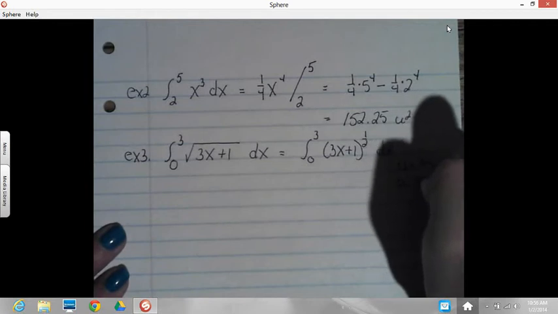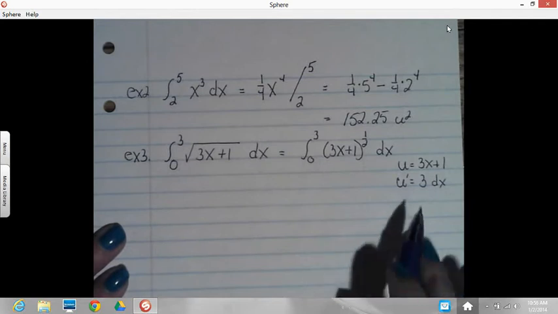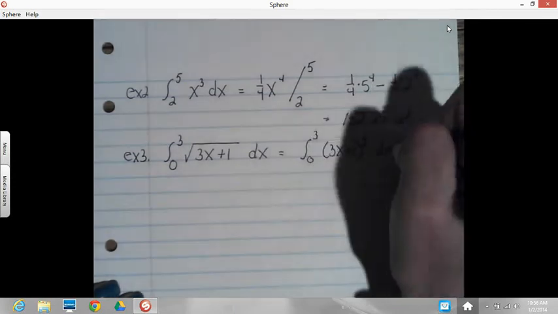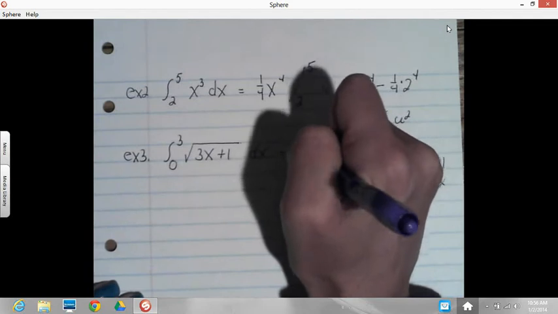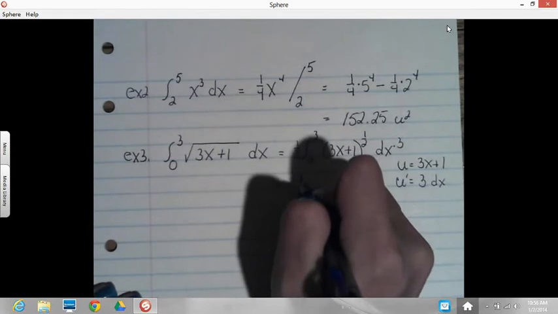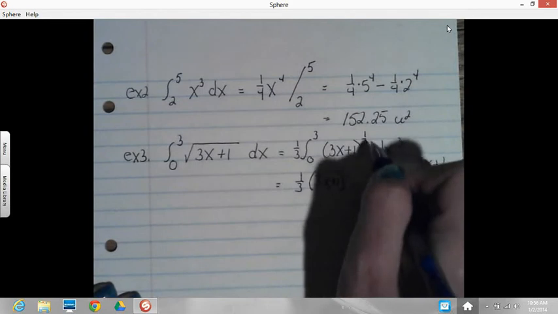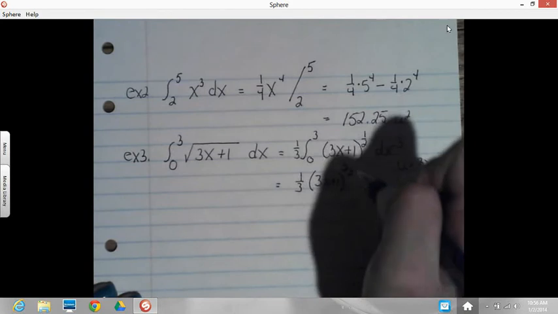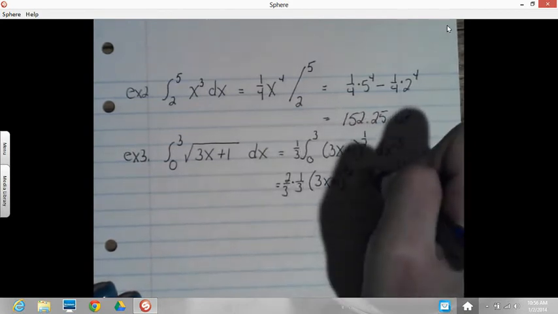I always throw a dx on there. So what I need to do before I can integrate this with my power rule is stick a 3 next to the dx. And I have to hit it with a 1/3 to do that, so I put a 1/3 out in front. So now it's ready to go with the power rule. 1/3. The inside stays the same. Add 1 to the exponent. That's going to give me 3/2. Multiply by the reciprocal. And then we're going to evaluate from 0 to 3. So I don't need the plus c when I'm going to actually plug numbers in.